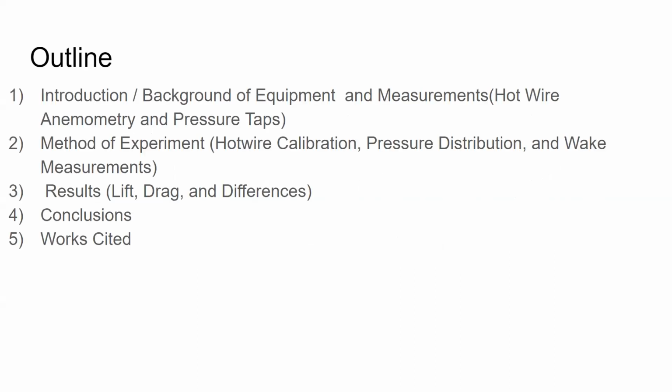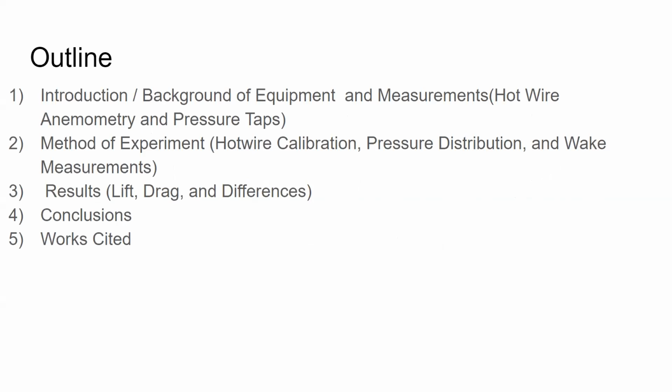The hot wire anemometry will be used to measure the momentum loss of the airflow flowing from the front of the airfoil to the back of the airfoil using a hot wire. And this will be used to calculate drag of the airfoil.